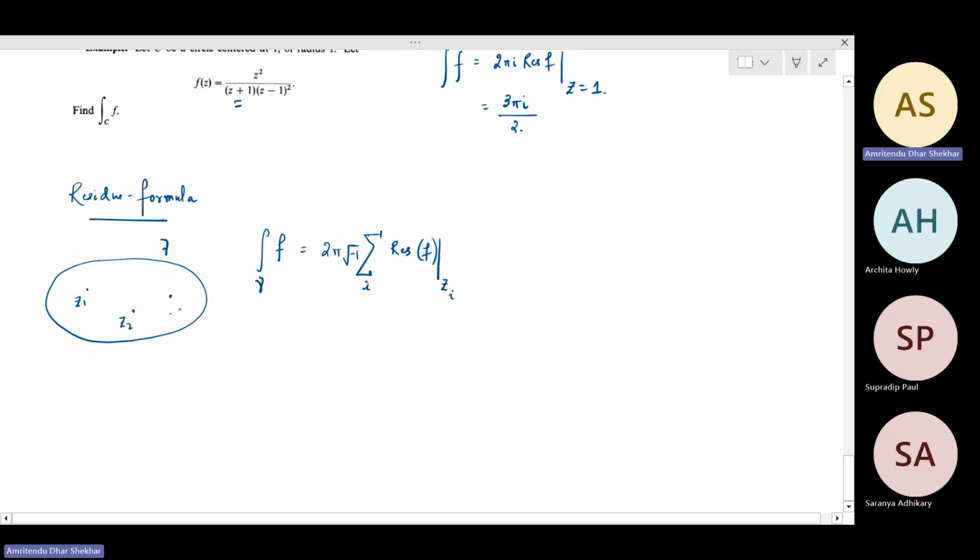Okay. Now there's one more thing. You have to check something called the winding number of the curve. The winding number is how many times that curve loops around a particular point.